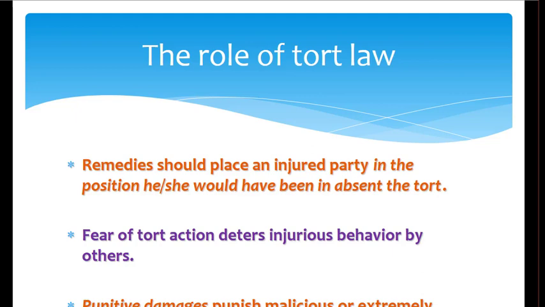So when you sue, what are you trying to get? You're trying to get what we call a remedy. Another word for that is damages. And typically, you're trying to get compensated for the harm and put in the position you would have been in if the tort had never happened.